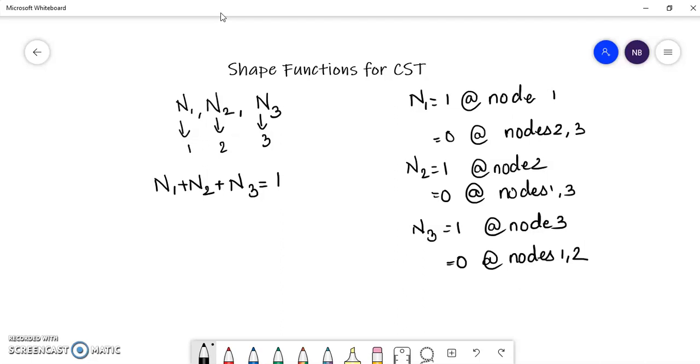Okay, so the first two are independent. So we can say that n1 we can represent as zeta, n2 we represent as eta. Okay, so these two are linearly independent, whereas n3 is dependent on n1 and n2. So it is 1 minus zeta minus eta.